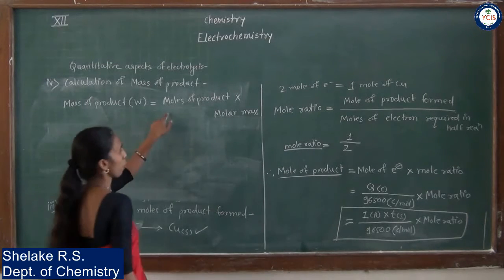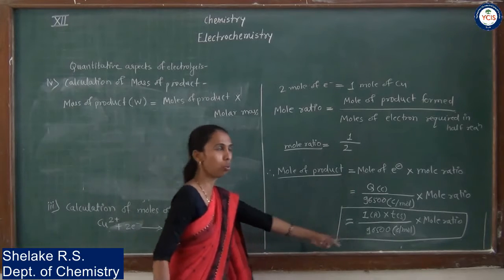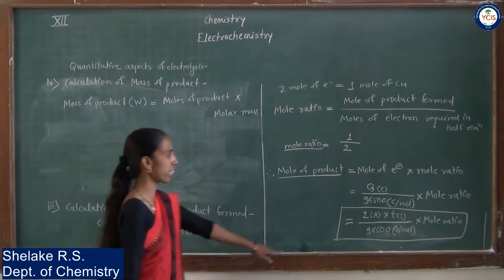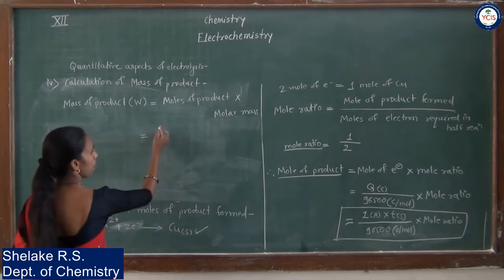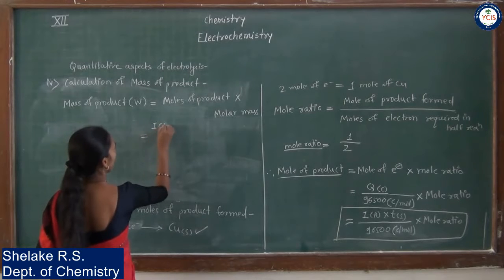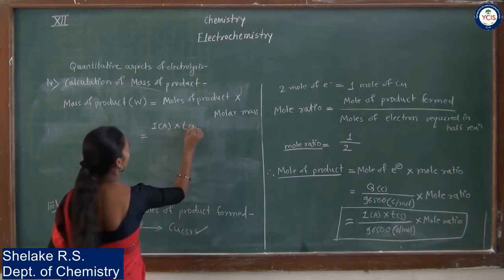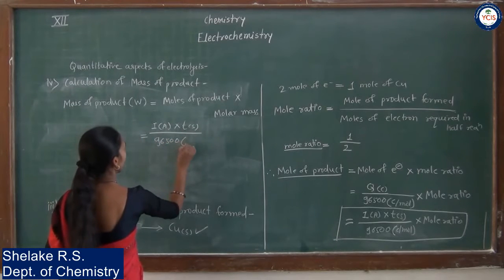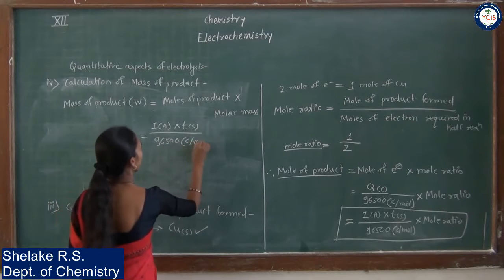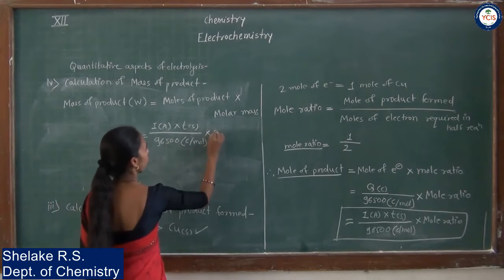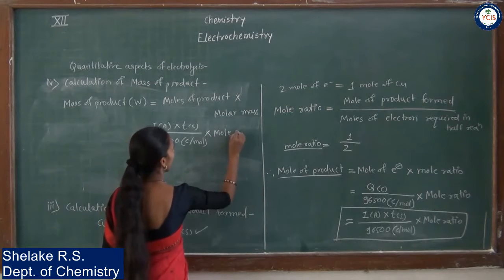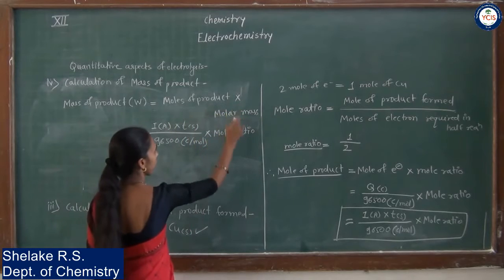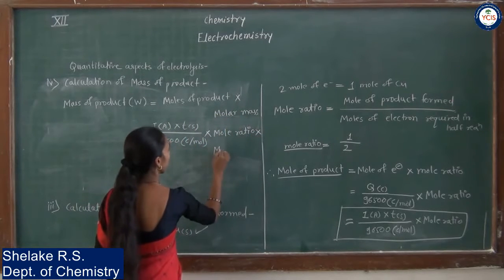Now we know the moles of product, that formula we have derived just now. So moles of product is nothing but what? Now I will write this formula directly. That will be I into T divided by 96,500 coulomb per mole into mole ratio, that is the value of moles of product, into molar mass.